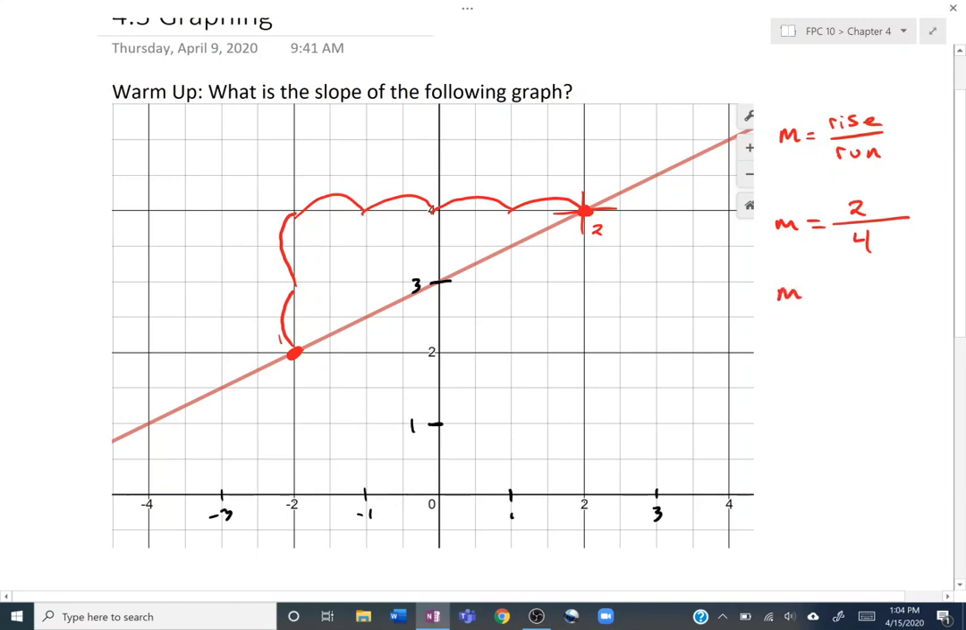As always, we're going to take a look at our fraction. If we can reduce, we will. Turns out we can divide top and bottom of these fractions by 2. 2 divided by 2 is 1. 4 divided by 2 is 2. So our slope in this case is a half.